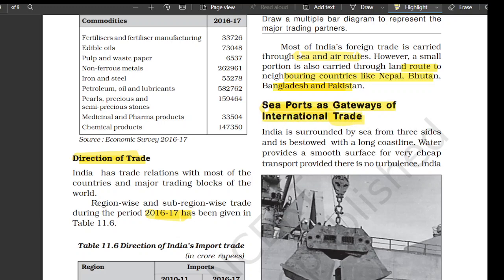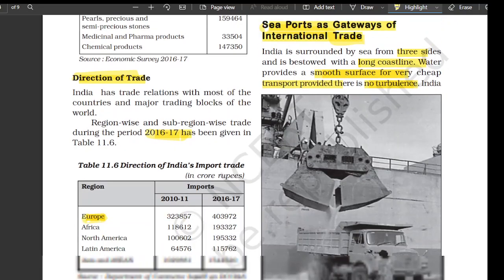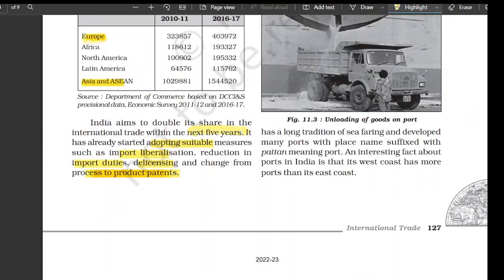India is surrounded by sea from three sides and is bestowed with a long coastline. Water provides a smooth surface for very cheap transport, provided there is no turbulence. India has a long tradition of seafaring and developed many ports with place names suffixed with patan, meaning port. An interesting fact about ports in India is that its west coast has more ports than the east coast.